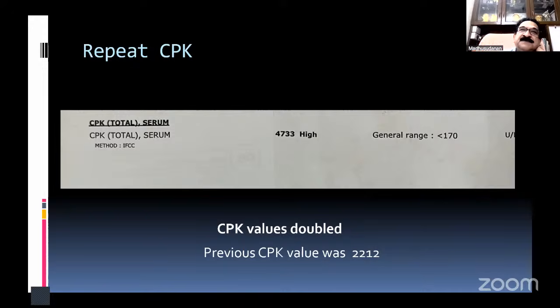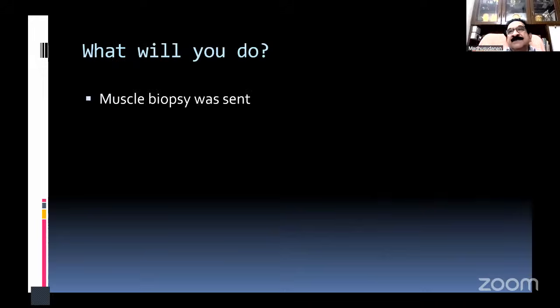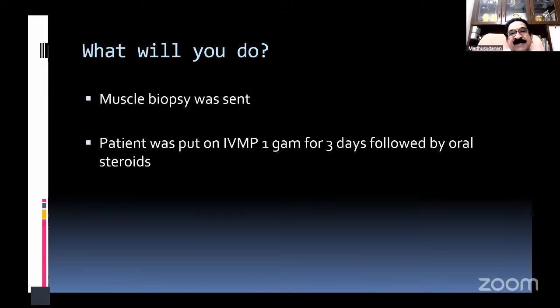So what to do now? Right, sir. Any role for a muscle biopsy, sir? Yeah, muscle biopsy. Okay. So muscle biopsy was sent, but it takes a long time for the report to come. In the meantime, I put the patient on IV methylprednisolone 1 gram for 3 days, followed by oral steroid, because the disease had been in the body for a long period of time. I thought, anyway, there's nothing left behind. Metabolic parameters were corrected, MND was ruled out, paraneoplastic was ruled out. Now you have to treat it as some kind of inflammatory myopathy.